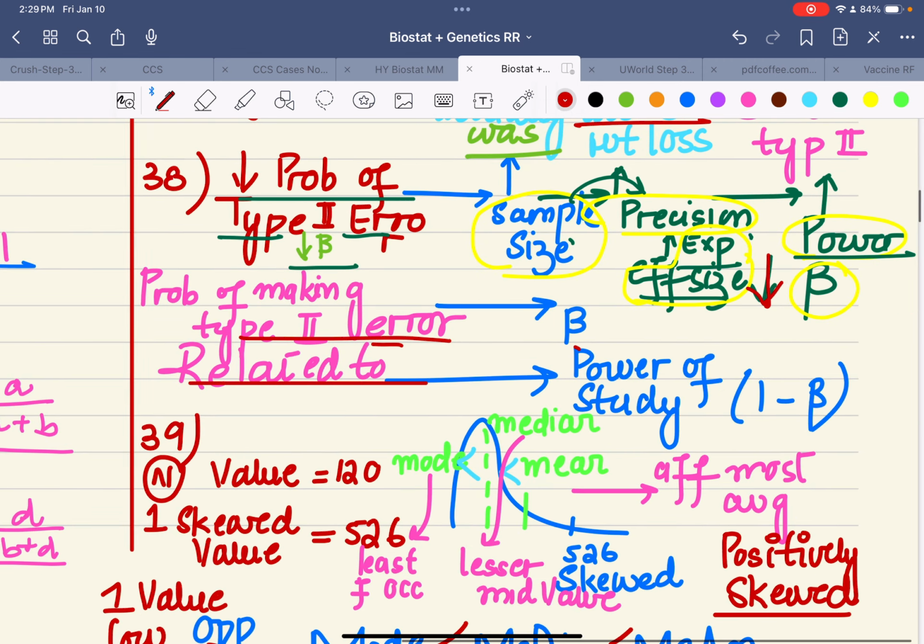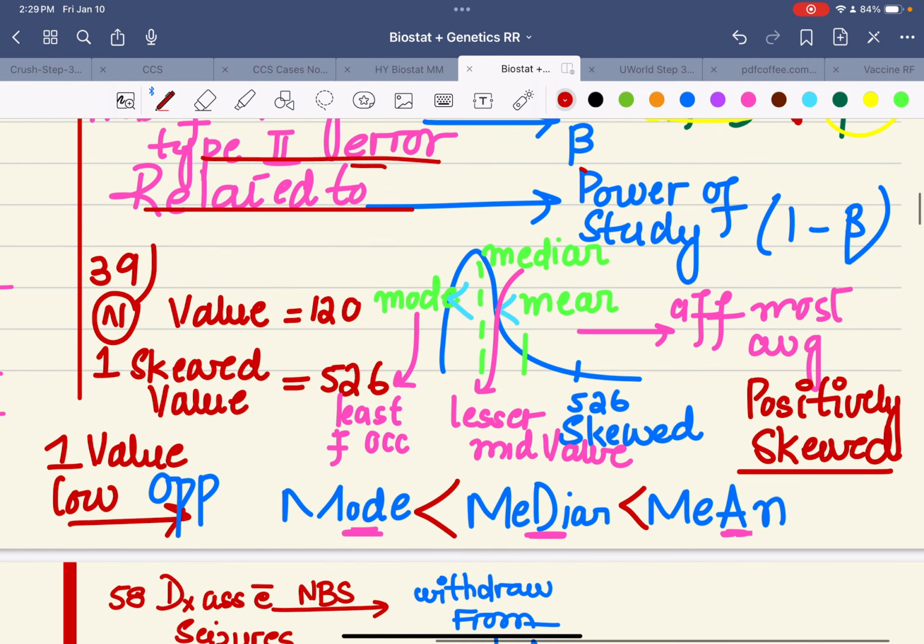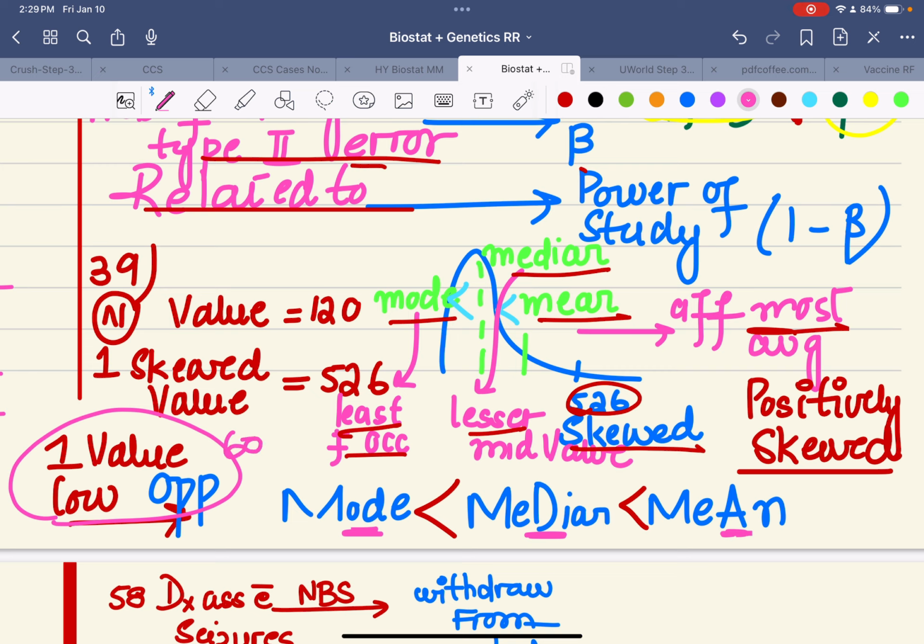And here is a quick review of these three things that we just learned: if the data is skewed positively like 526, mean will be affected the most, median will be in the middle, and mode will be affected the least, right? Whereas if we had one value in the opposite direction, suppose 60, then in this situation everything would become opposite. Instead of the mean becoming the greatest, mean would become the smallest, and then median would be greater than it, and mode would be greater than it, and that would be negatively skewed data.